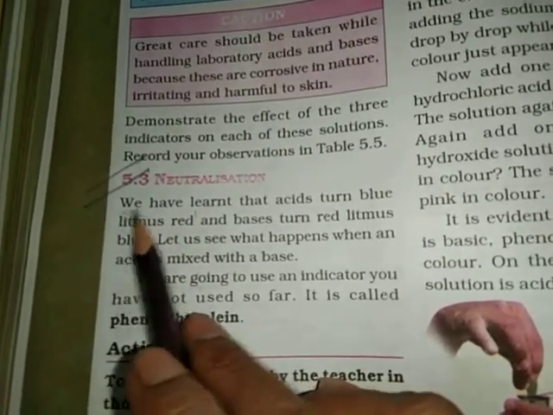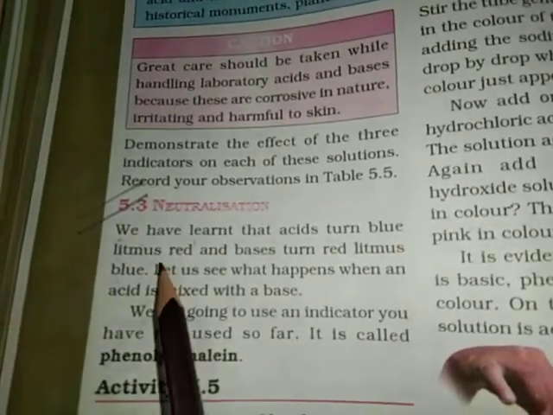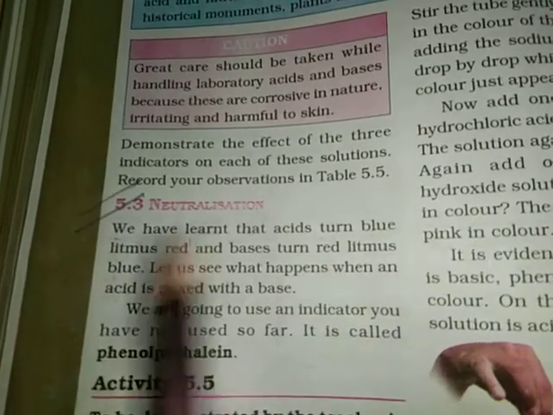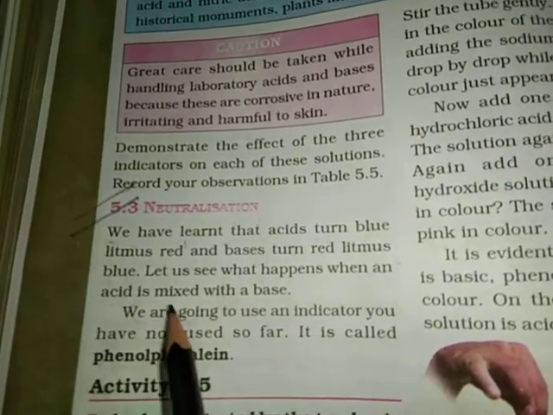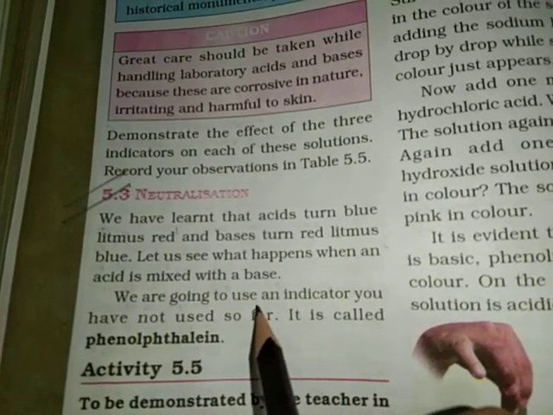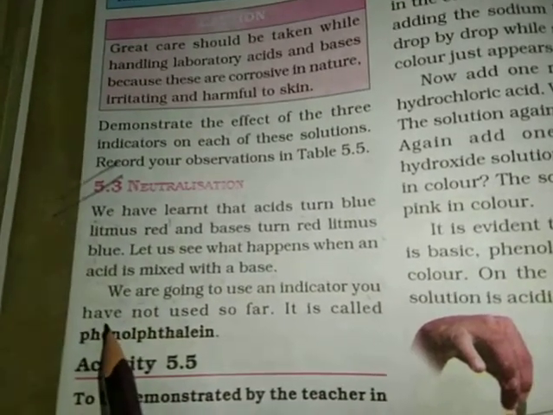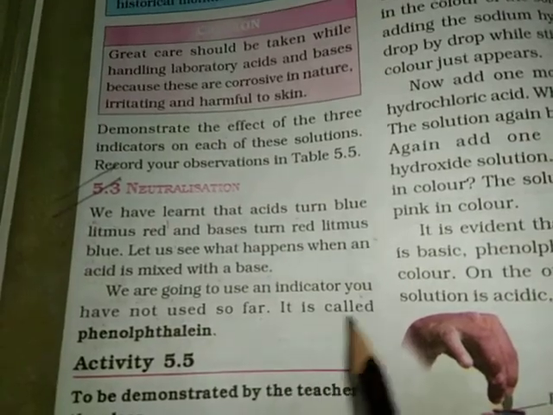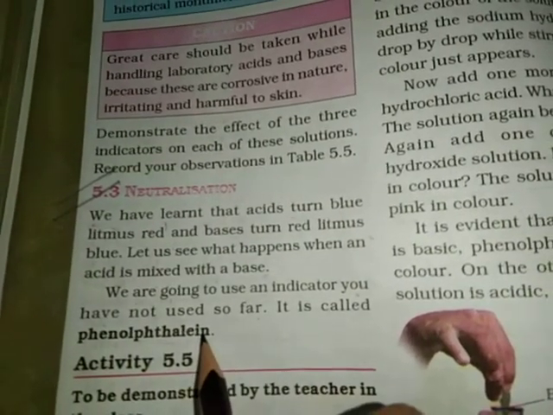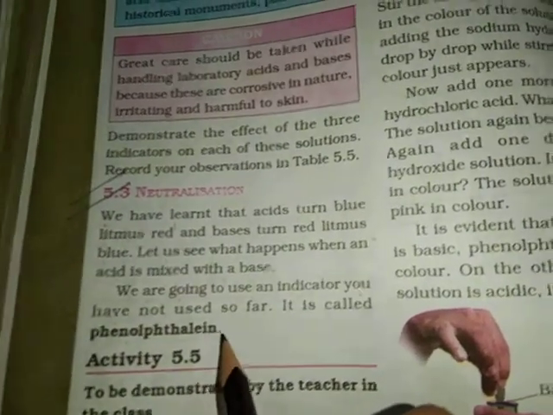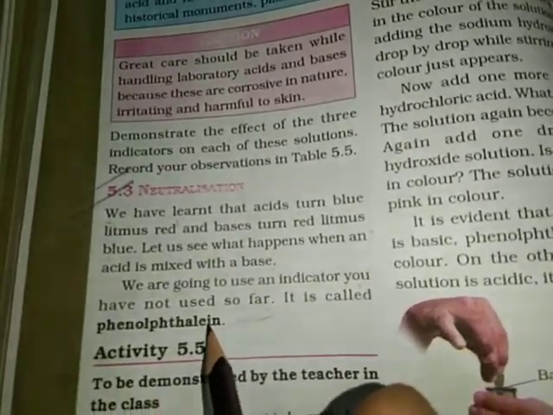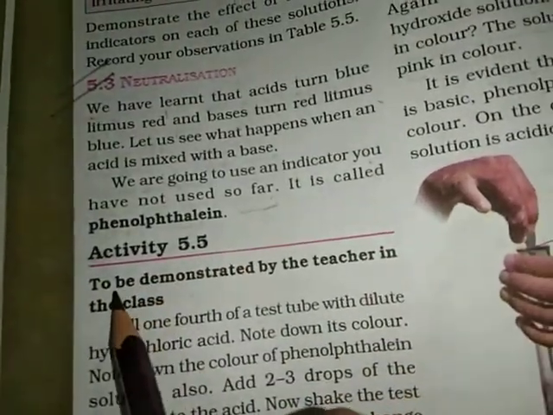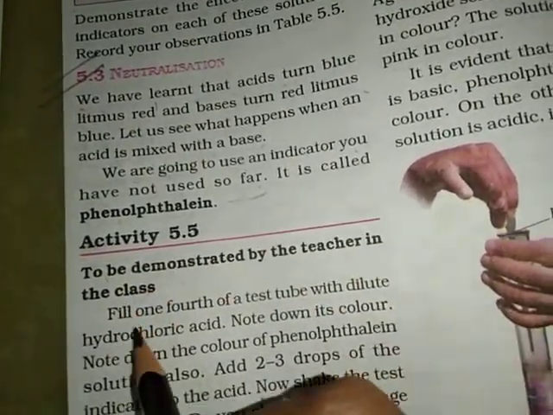So let us study. We have learned that acids turn blue litmus red and bases turn red litmus blue. Let us see what happens when an acid is mixed with a base. We are going to use an indicator you have not used so far. It is called phenolphthalein. Phenolphthalein is an indicator. It is a pink colored indicator, and it is used to indicate certain reactions. Now let us study activity 5.5 to be demonstrated by a teacher in the class.